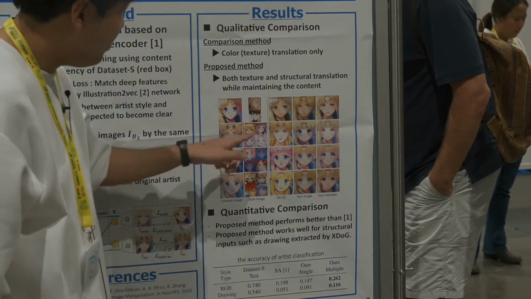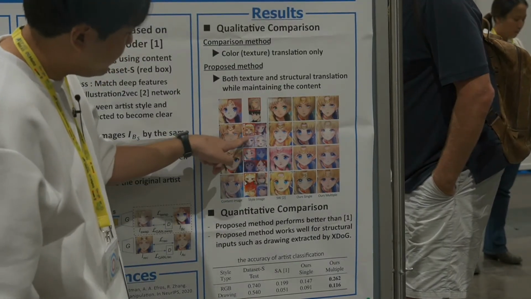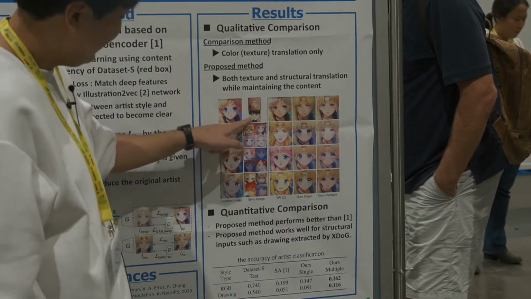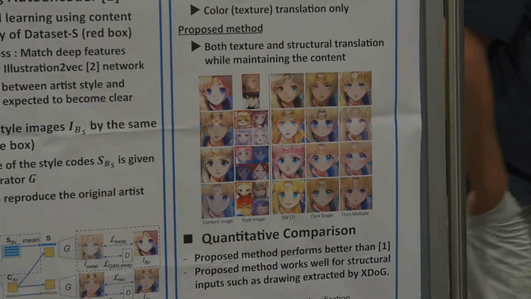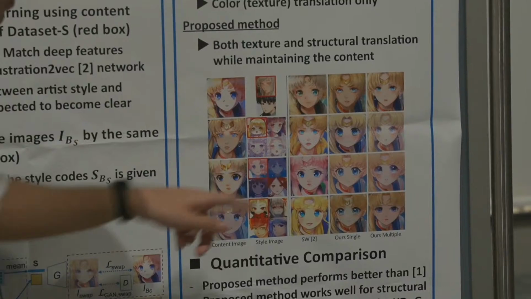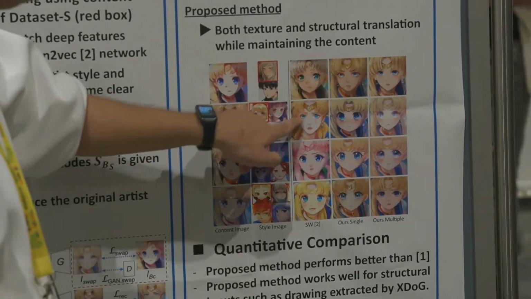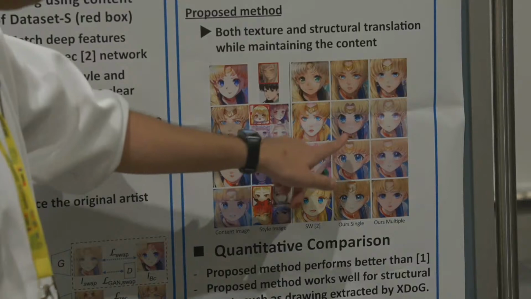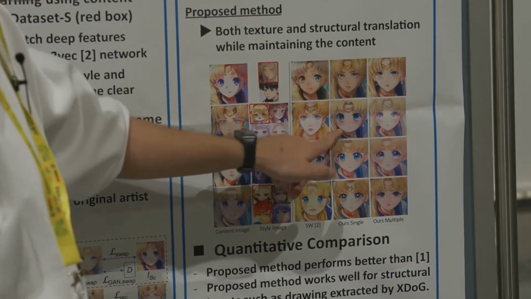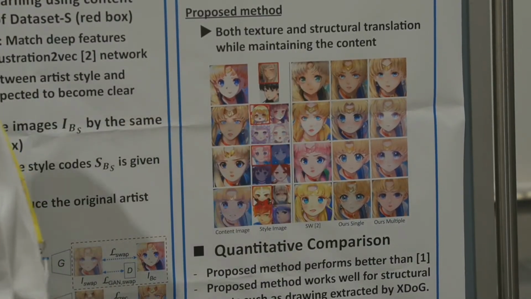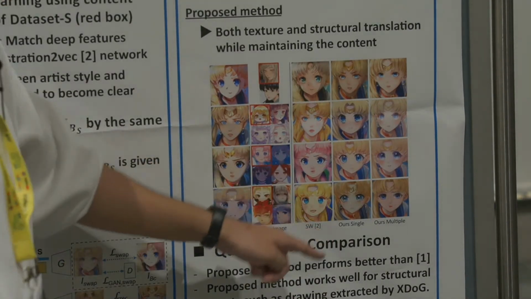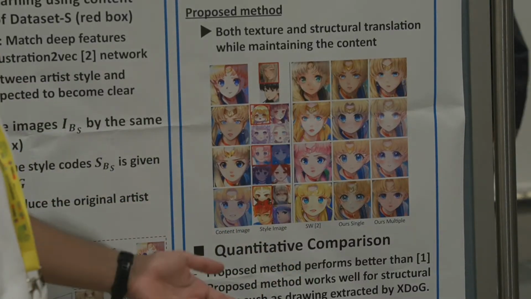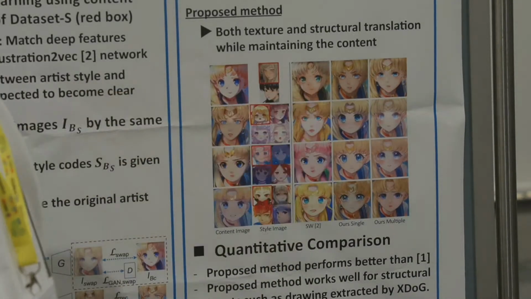For example, these images have a big eye, but swapping autoencoder fails to generate a big eye. Our method can generate it with a big eye. So we can see that our method can generate more correctly.